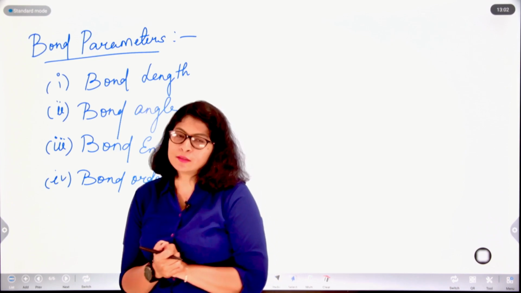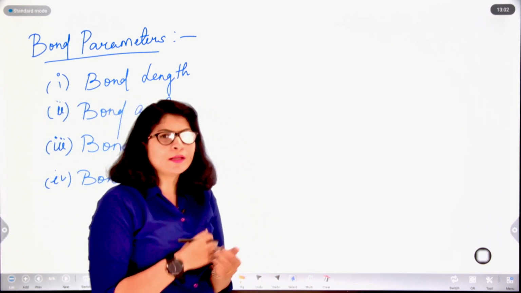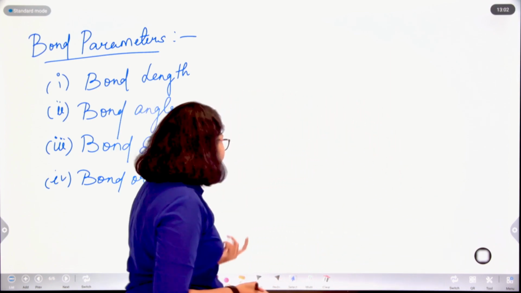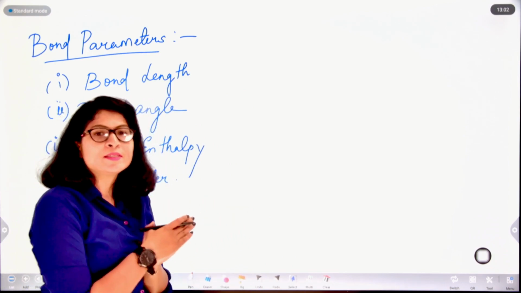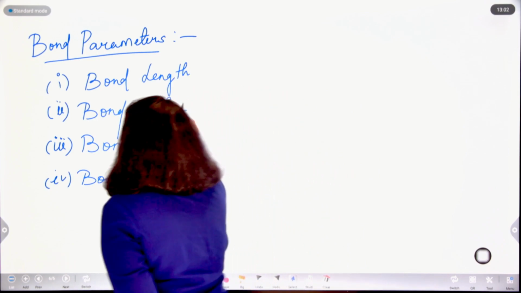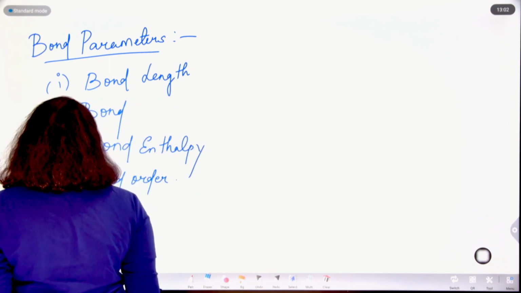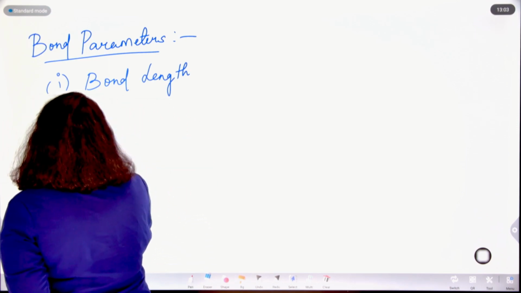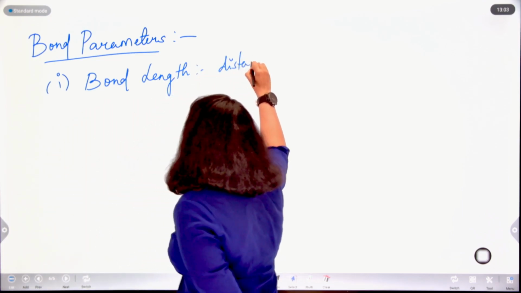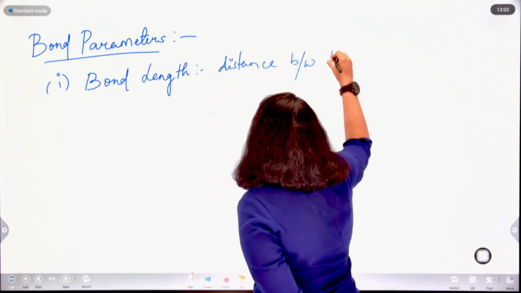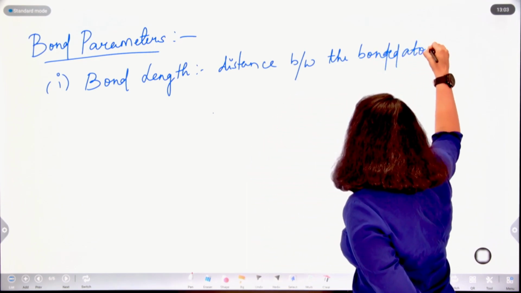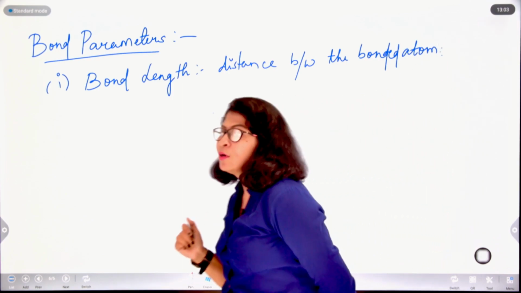So what is bond length? Obviously length means distance. Length is a term used to measure distance. So here bond length means the length of the bond or the distance between two atoms, right? Bond length is the distance between the bonded atoms.